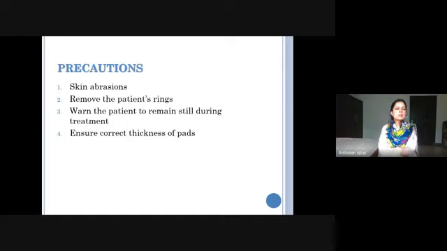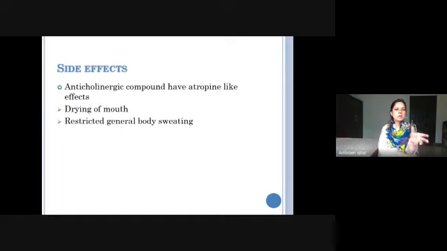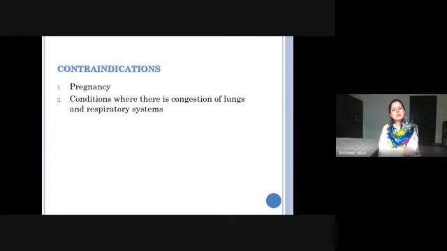The next are the side effects. If you are going to use some anticholinergic compounds, you would use them in the case of hyperhidrosis. There would be certain effects, as we have studied in pharmacology: dryness of the mouth, and restriction of general body sweating is the purpose. So we are going to use this in certain conditions of hyperhidrosis. Contraindications of iontophoresis are pregnancy and conditions where there is congestion of the lungs and respiratory system.